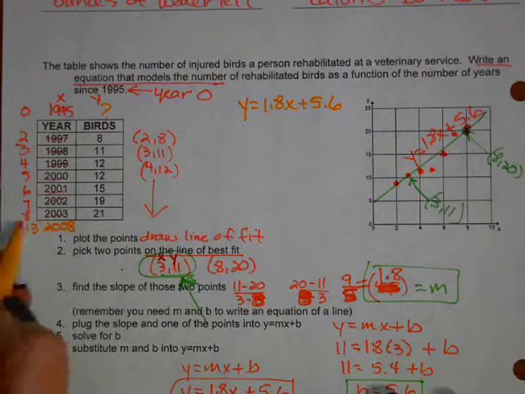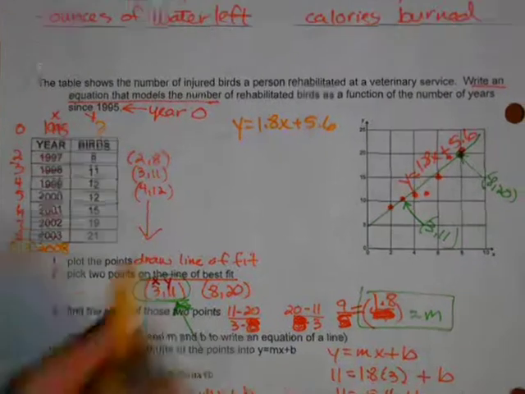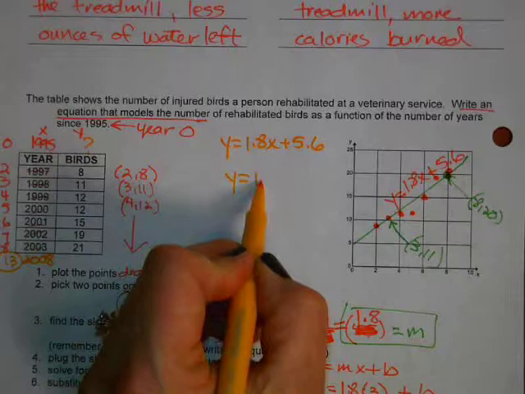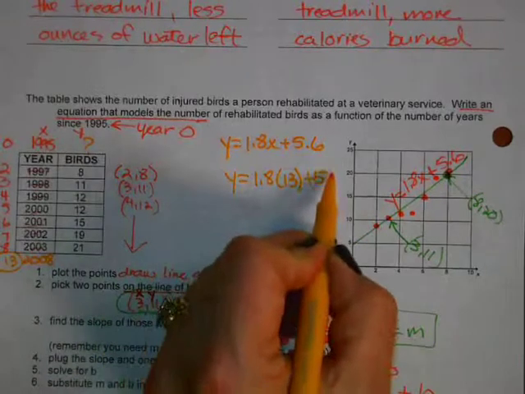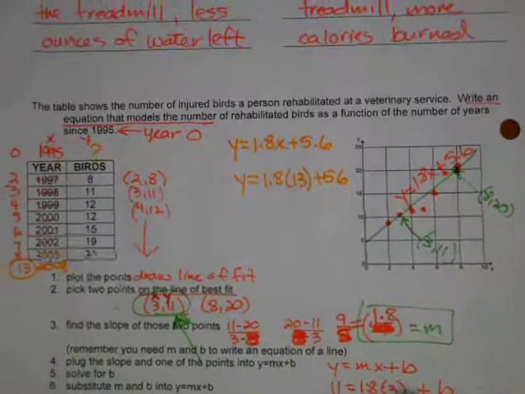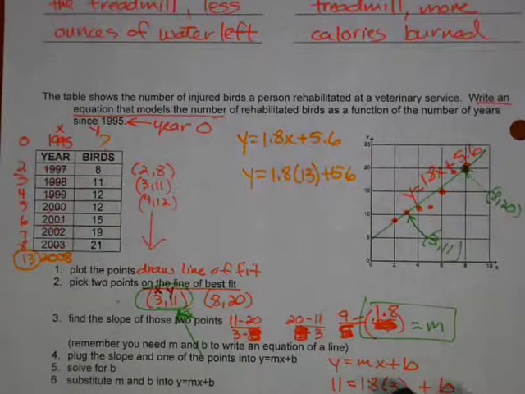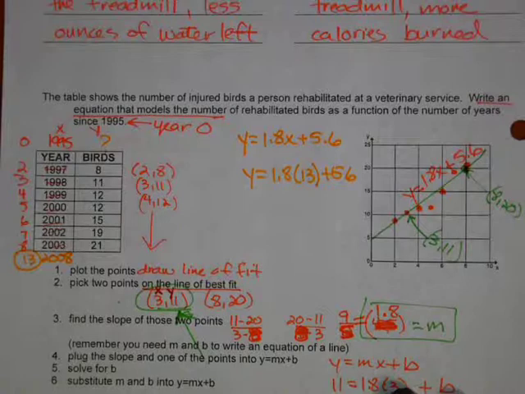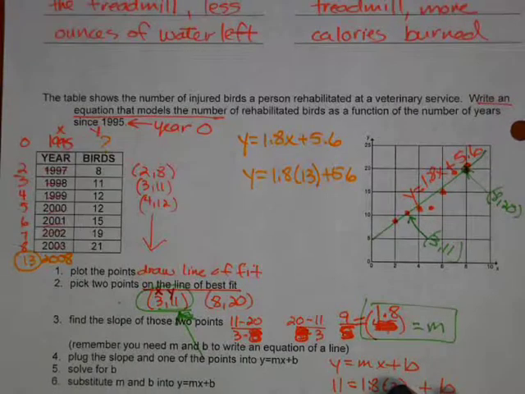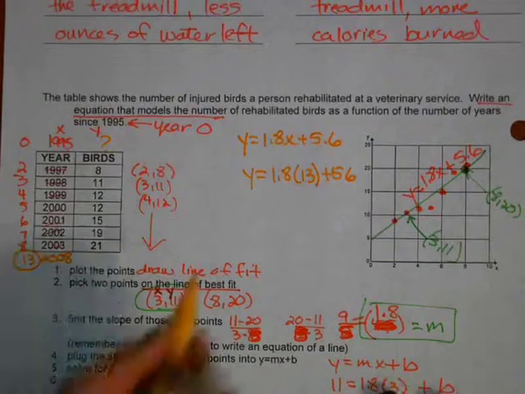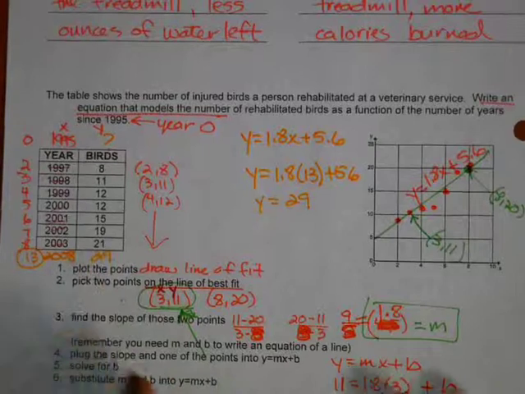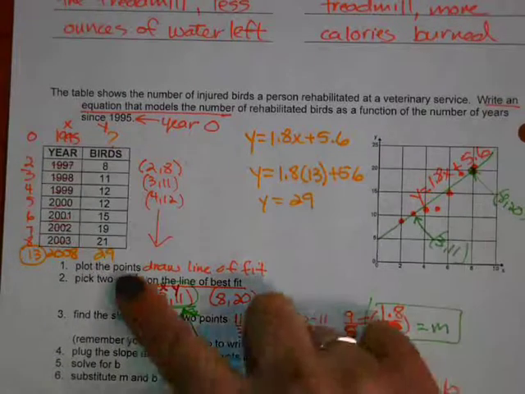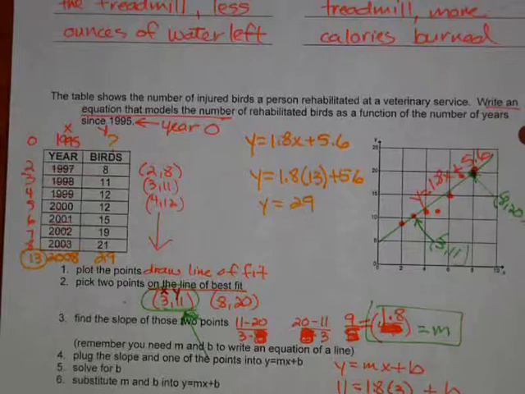So I'm going to plug that into this equation. Y equals 1.8 times 13 plus 5.6. You should write it down because you might have to do this. Y equals 29. So in 2008, I can use my equation to estimate that they'll have 29 birds rehabilitated by 2008. So that's how you use it.